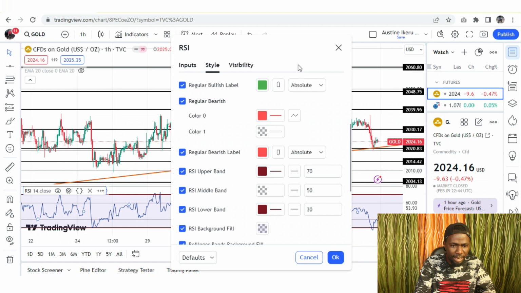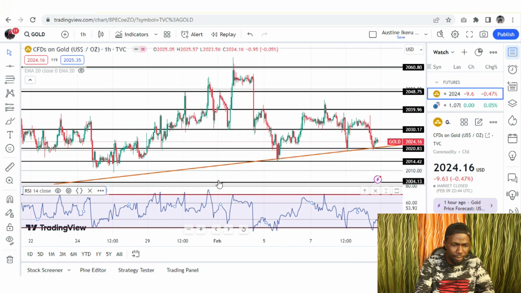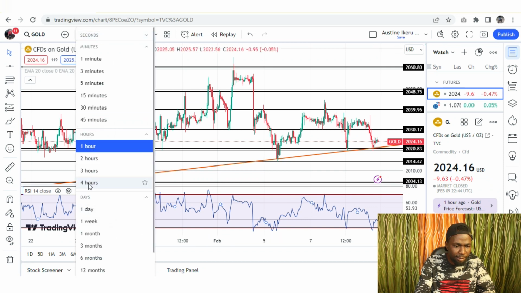Once you have done that, the next thing you have to do is to relax and look at the price action, right? So what you will do is this. You go up to the 4 hour time frame.